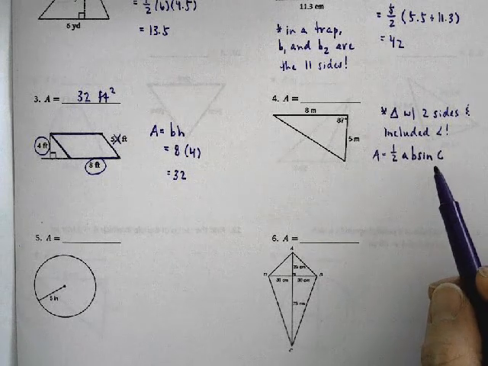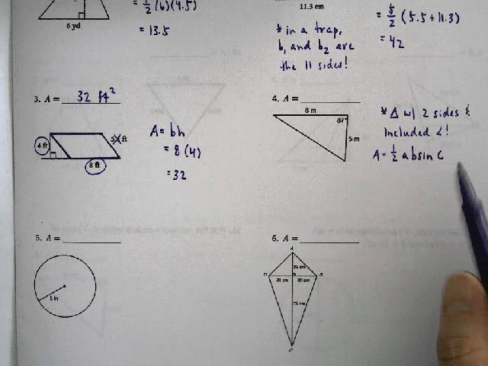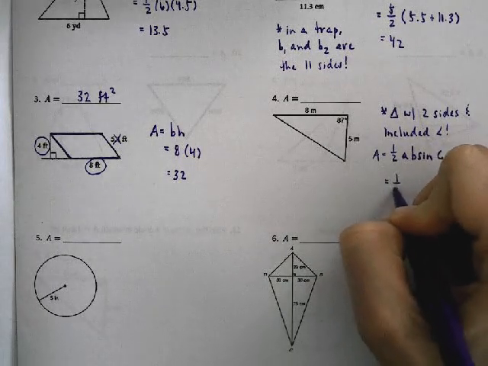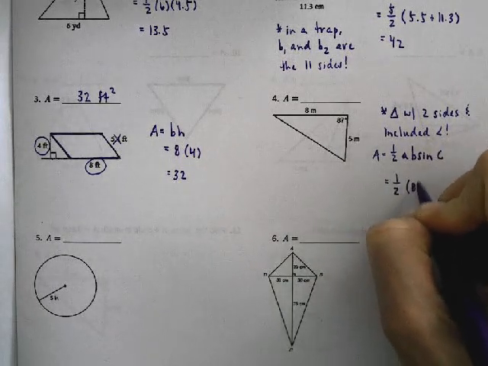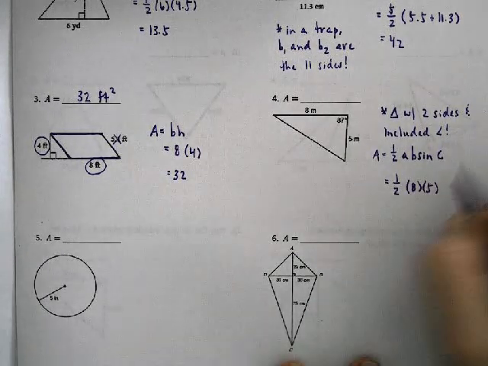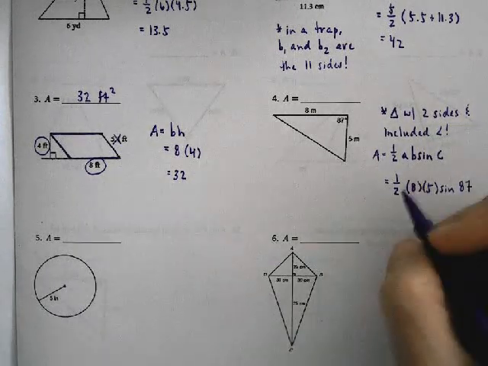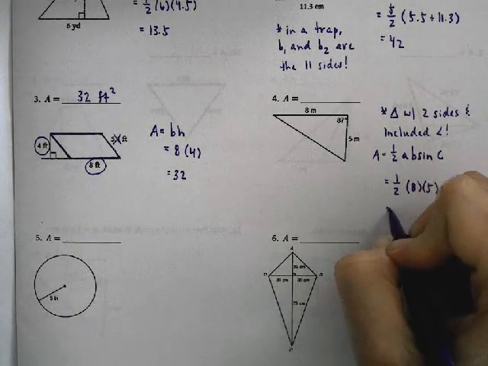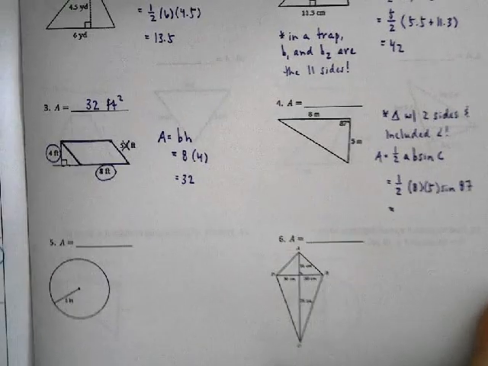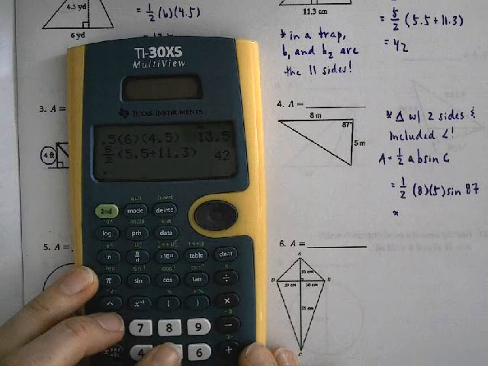Again, we know that the angle always goes with sine, so that C is always going to be the angle. So I have 1/2, one side is 8, one side is 5. It doesn't matter which one you call A or B. And then I'm going to take the sine of 87 because that's my angle. Now it told us to round to the nearest tenth, so we'll need to keep that in mind.